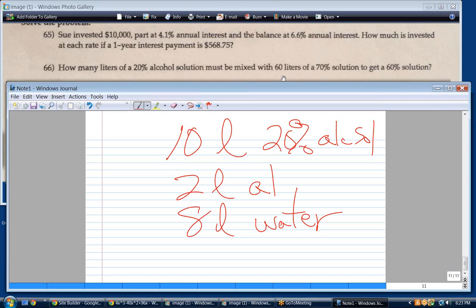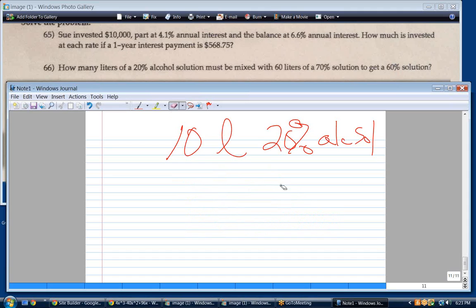So how many liters of a 20% solution must be mixed with 60 liters of a 70% solution to get a 60% solution? What's my first step? Define the variables. Go ahead.